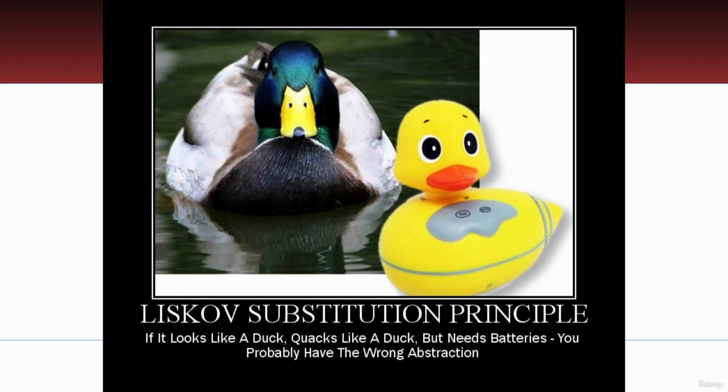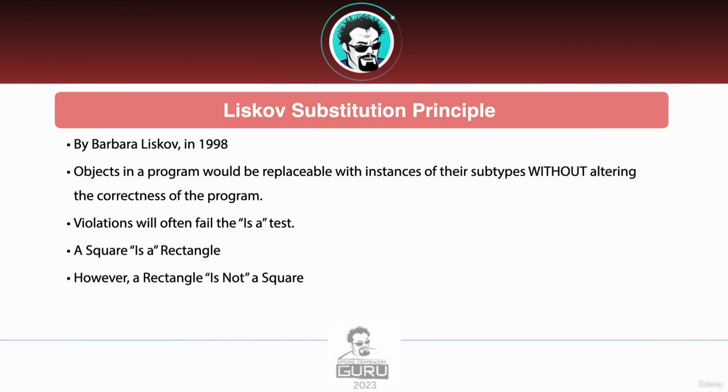Next is Liskov substitution principle. If it looks like a duck, quacks like a duck, but needs batteries, you probably have the wrong abstraction. So this was actually founded by Barbara Liskov in 1988. So object-oriented programming goes back quite some time. Objects in a program should be replaceable with instances of their subtypes without altering the correctness of the program. So here, violations will fail the IS-A test. If you remember some of your object-oriented programming principles, a square is a rectangle. However, a rectangle is not a square. So very, very simple test there to follow that substitution principle.